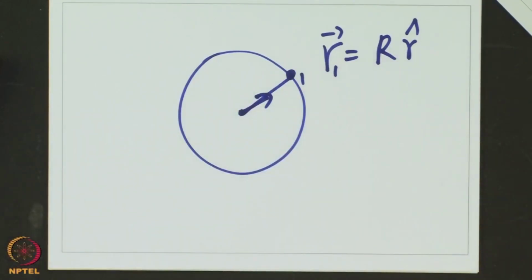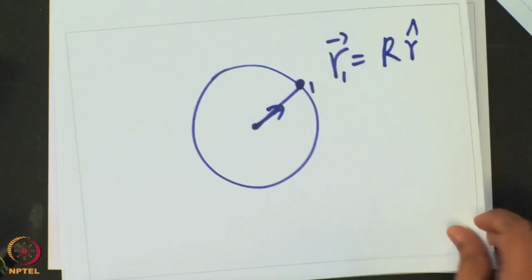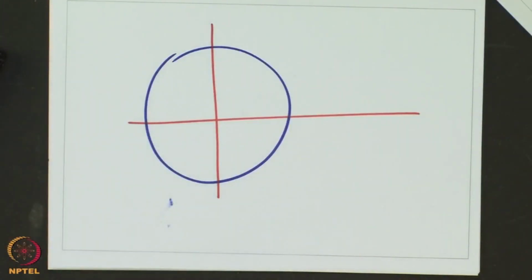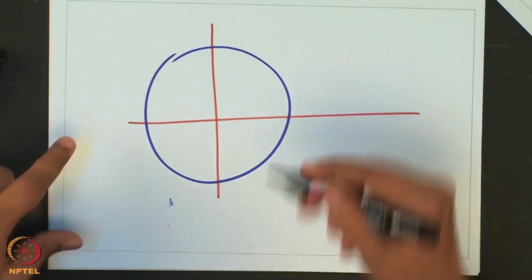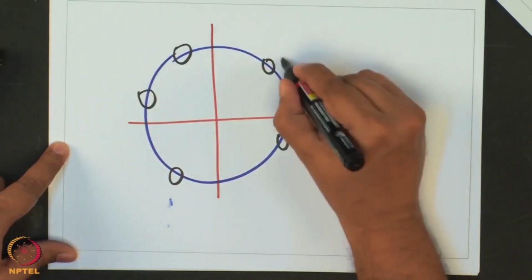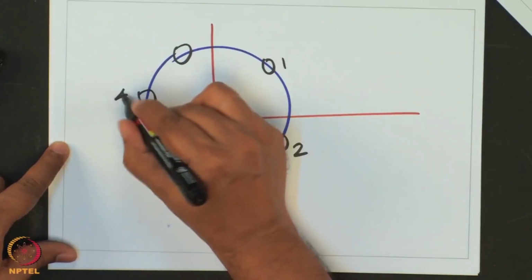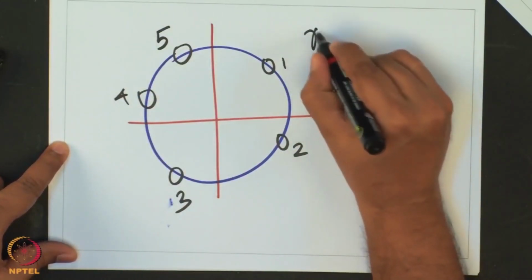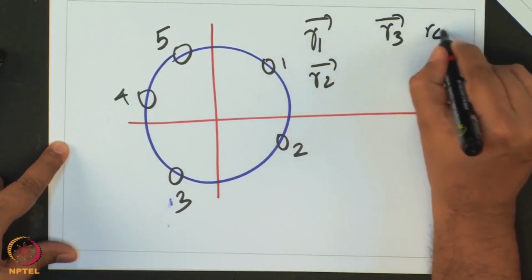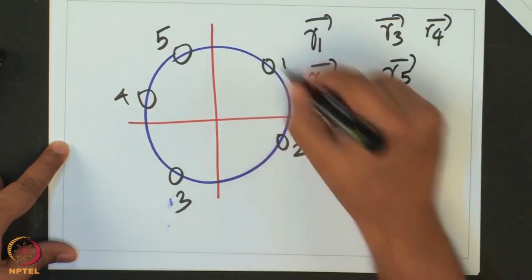So let us think about it slightly differently. If I take a circle, or if I take any point on this 2D plane, so I have this 2D plane and I have a circle in this plane. If I want to represent any point, this is a point, this is a point, this is a point, this is a point, I have to specify. So if I call this 1, 2, 3, 4, 5, I can write vectors r1, r2, r3, r4 and r5. Five vectors, if I write, I would get these points.